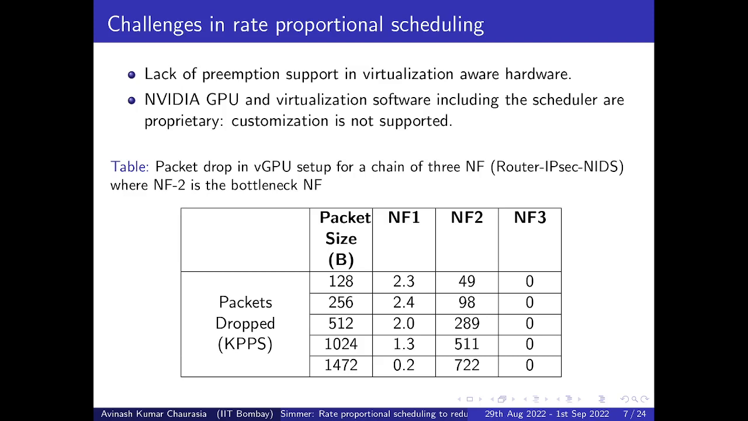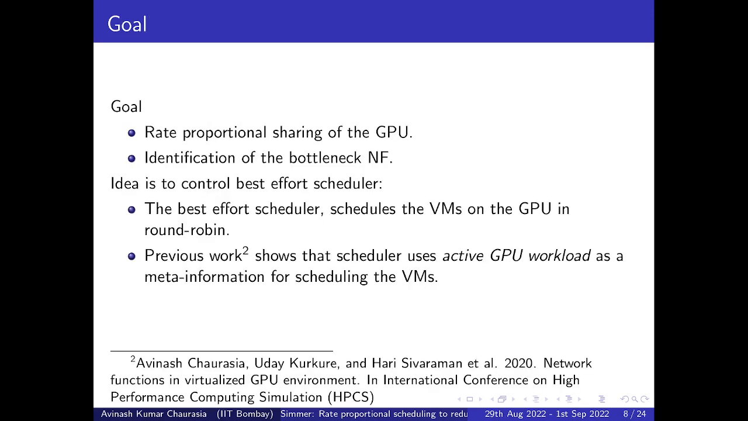The easiest solution is to modify the scheduler or replace it. However, the driver and virtualization software is proprietary, hence it can neither be modified nor replaced. With the help of this work, we want to achieve a rate proportional GPU sharing by the VNF by identifying the bottleneck NF of the chain and increasing its share of the GPU.